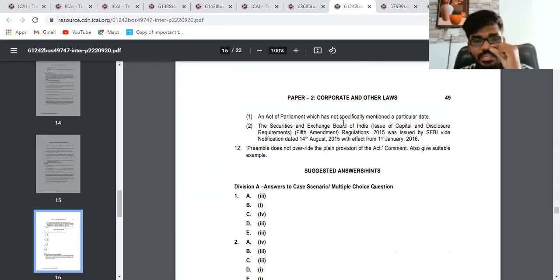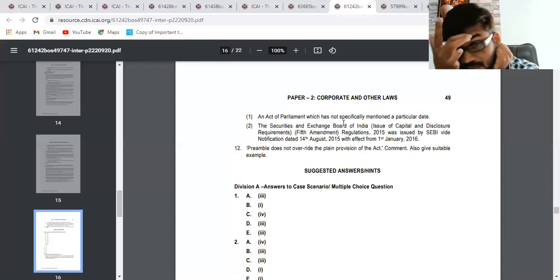The Securities Exchange Board of India regulations were issued by SEBI by notification on 14th August 2015, with effect from 1st January 2016. So sir, when it is issued, the date of commencement is 1st January 2016 only.